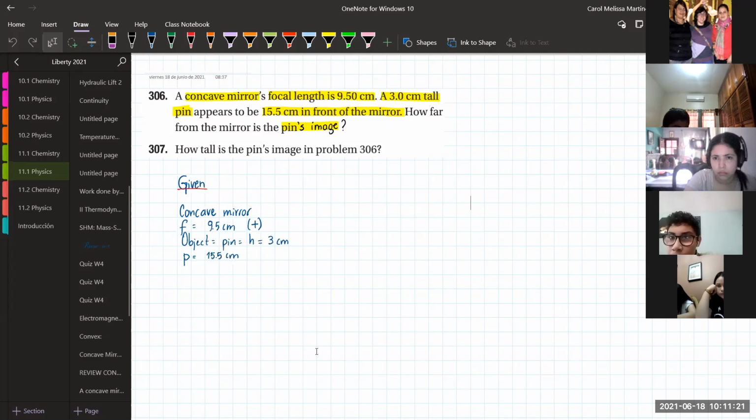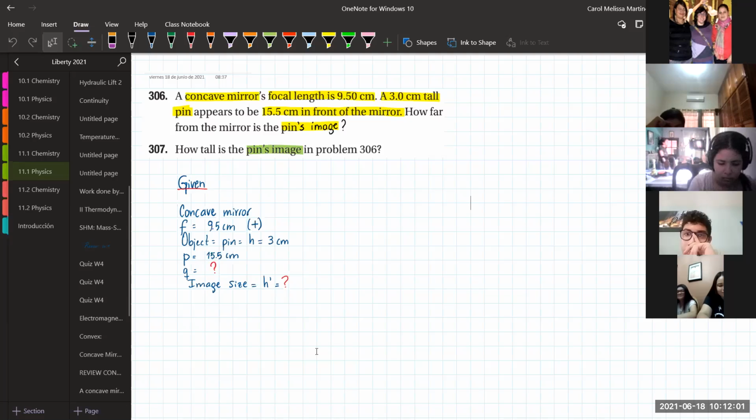Then they're asking me how far is the image, which means I'm looking for Q. How far is the image? And how tall is the pin's image? Here we're talking about the size of the image, okay? So in this case, the image size is going to be unknown. And the image size is known as H apostrophe, like that. So we are looking for the H apostrophe.